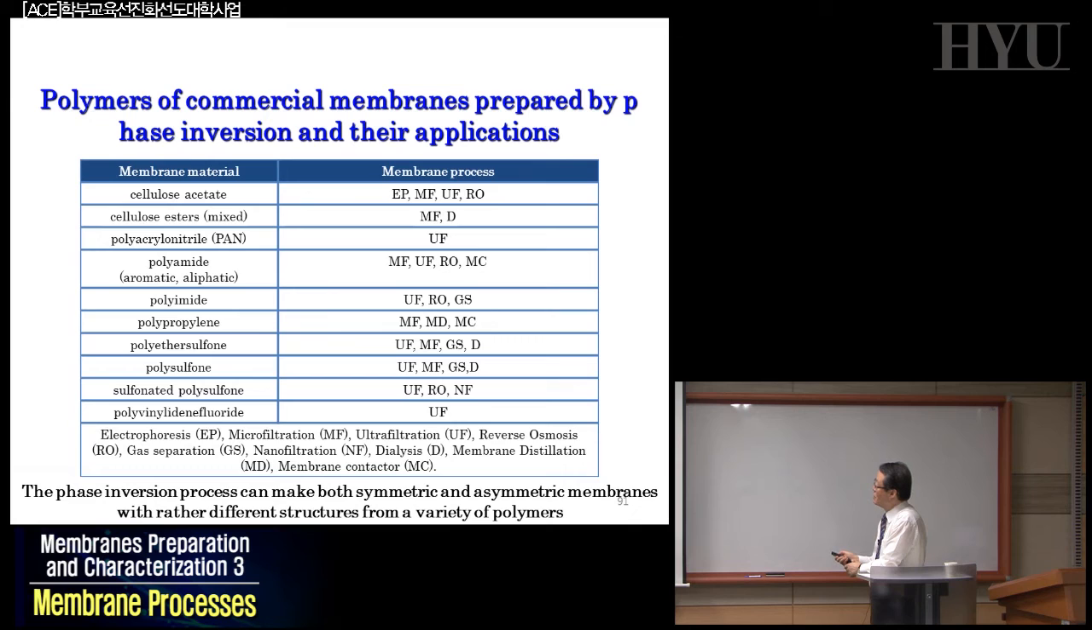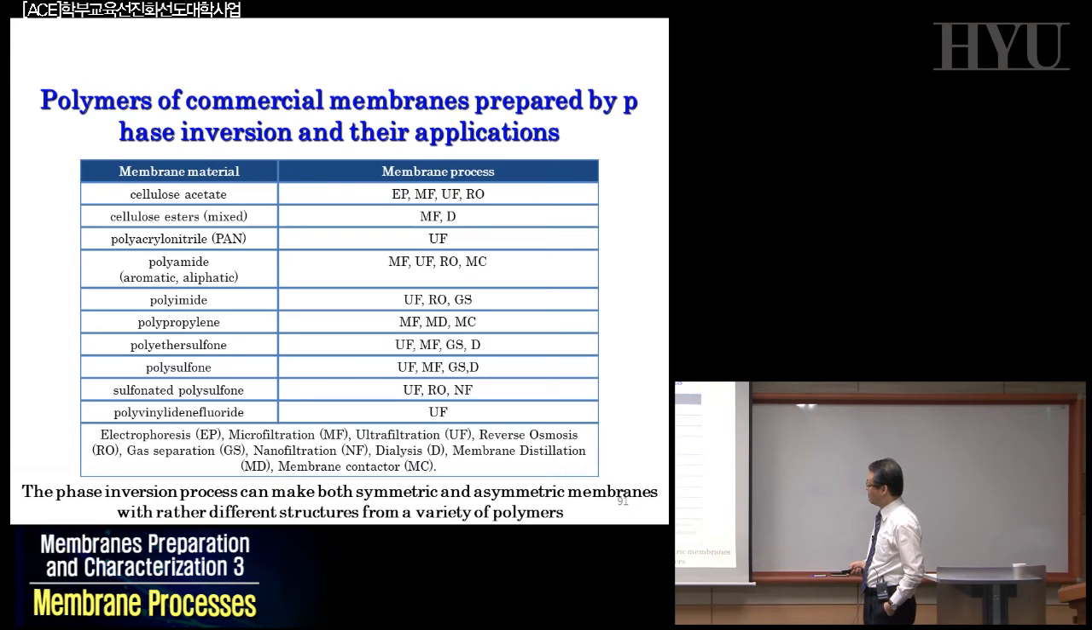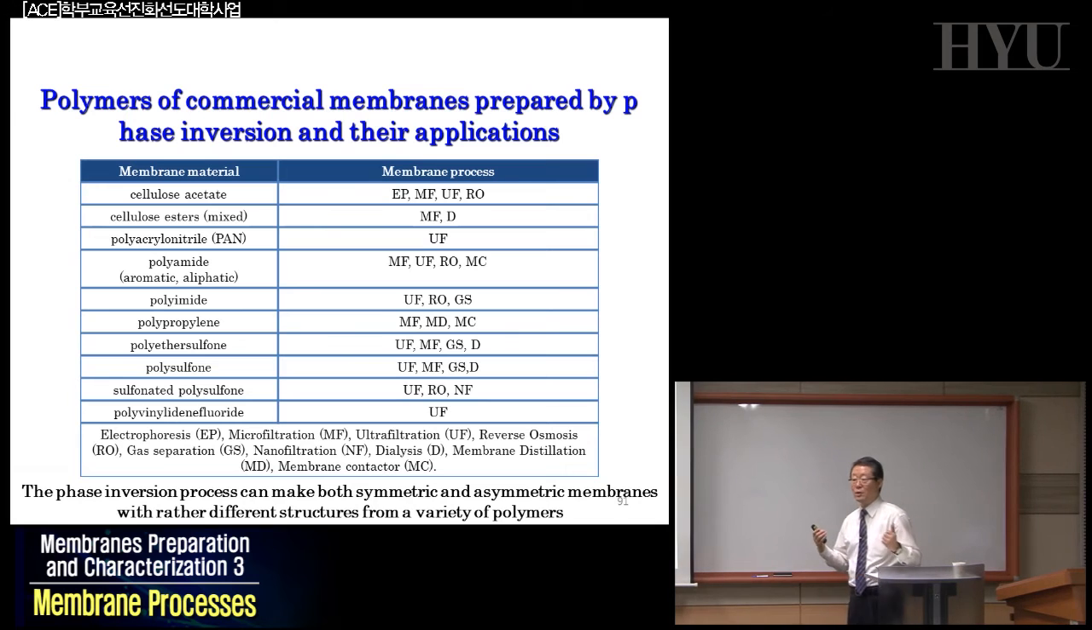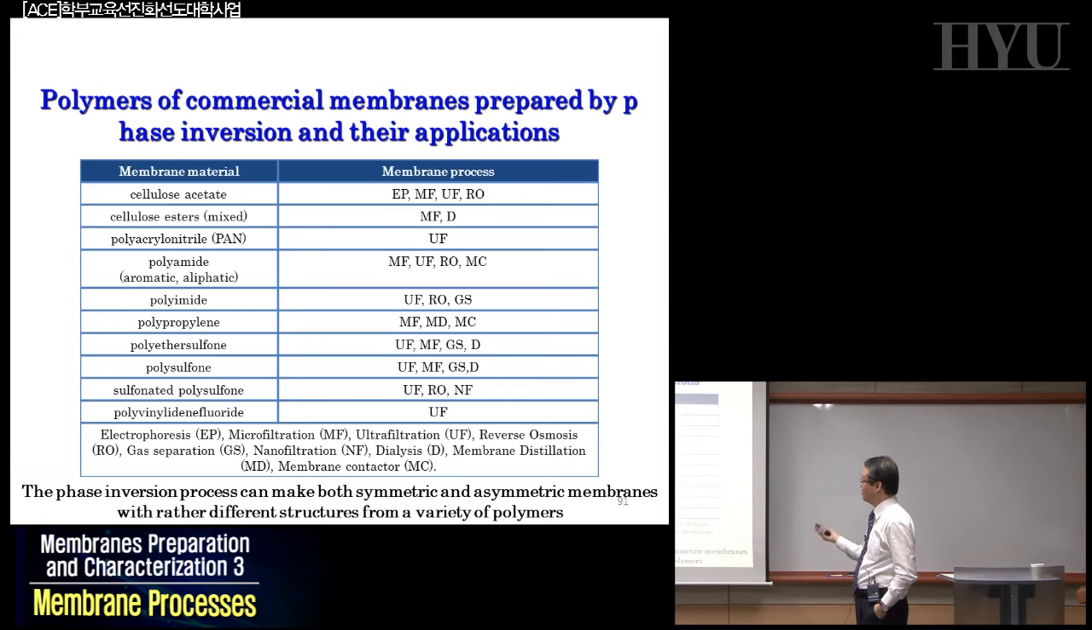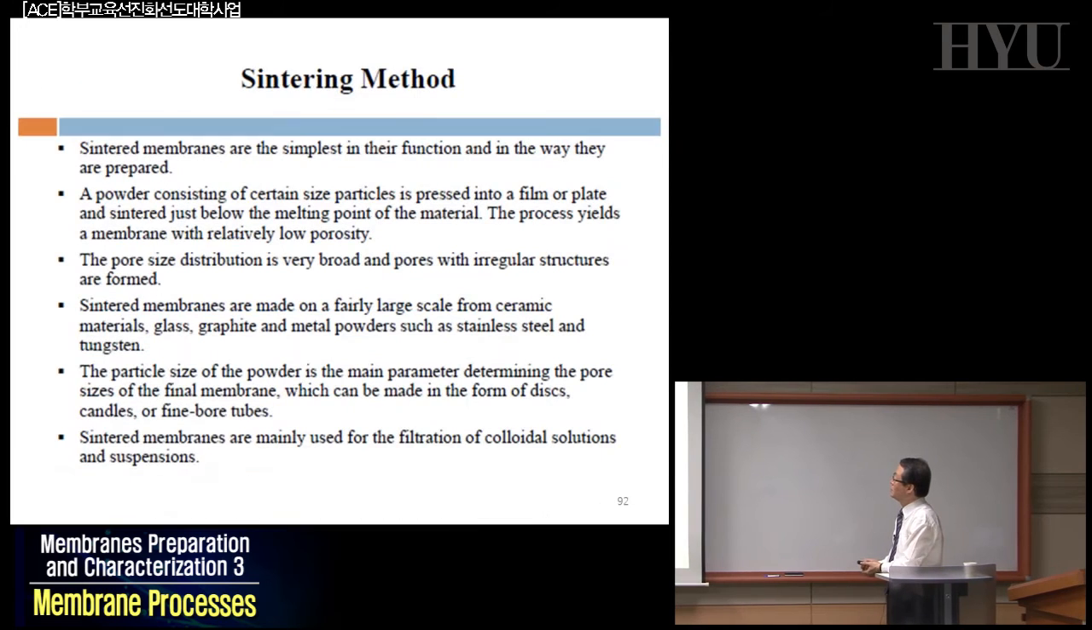UF means ultrafiltration, microfiltration. RO means reverse osmosis, gas separation. MC is membrane crystallization, and D is dialysis. What else? E is emulsification, I guess. Oh, electrophoresis. So depending upon the polymer types, the application is sometimes quite limited, and sometimes there is a variety of applications.